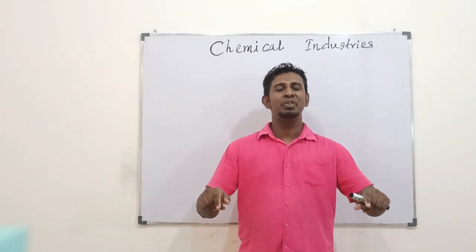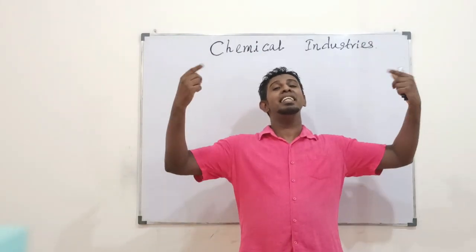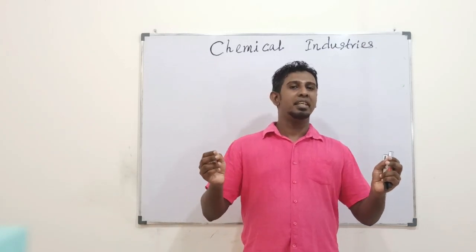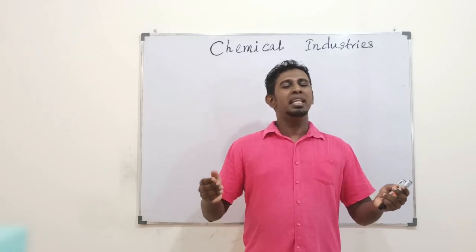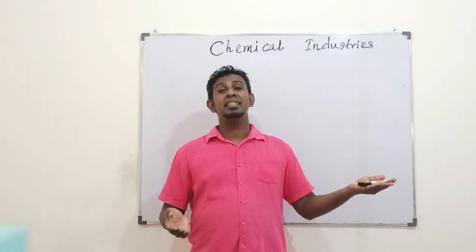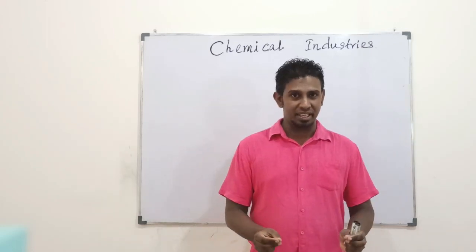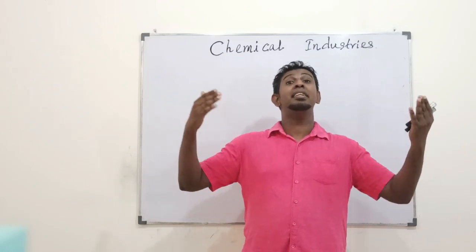So here in this video, we are going to talk about industrial chemistry or chemical industries, which is the last but not least unit that we find in our A-level chemistry syllabus. After learning all those theories, concepts, calculations, all the stuff in chemistry, finally we are going to seek applications in real life.